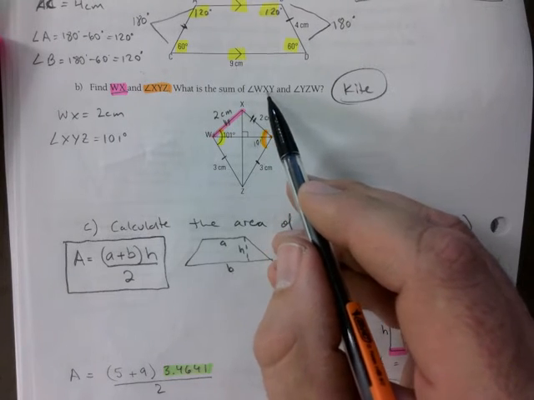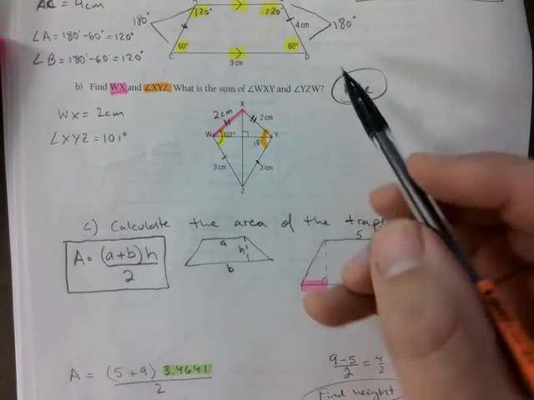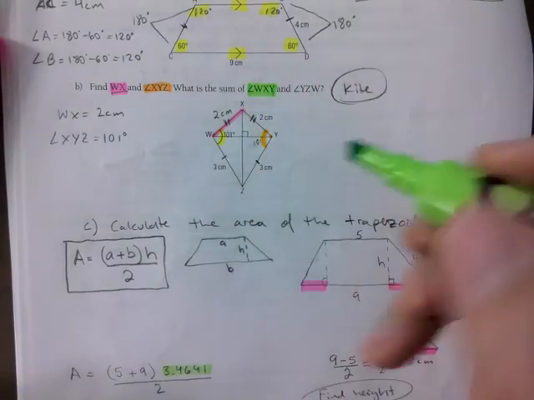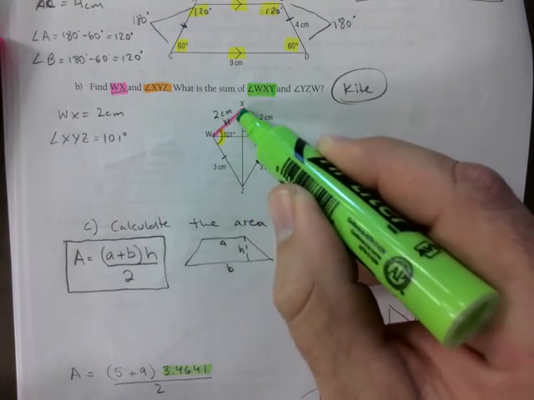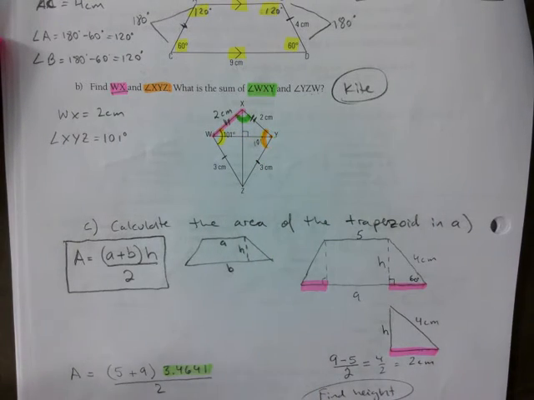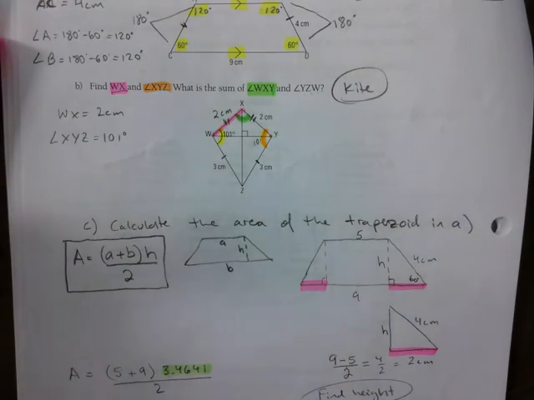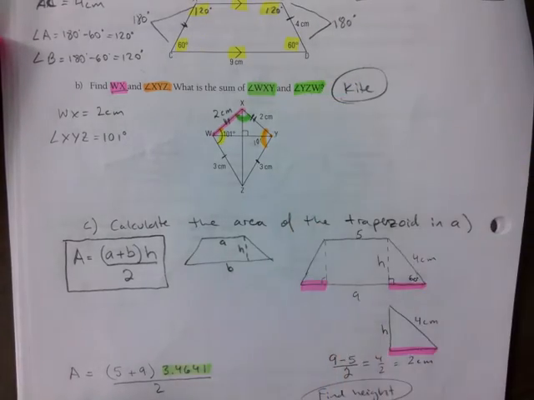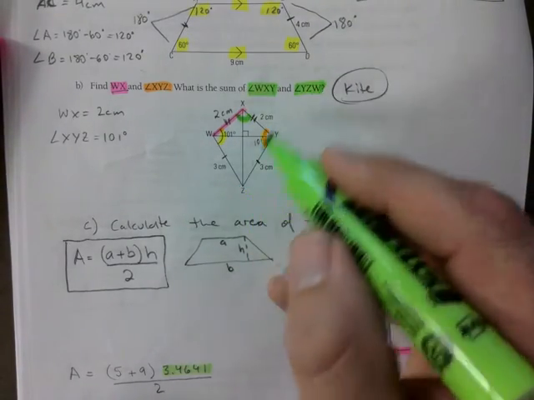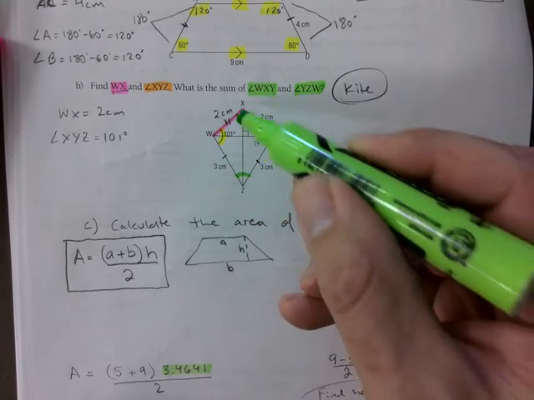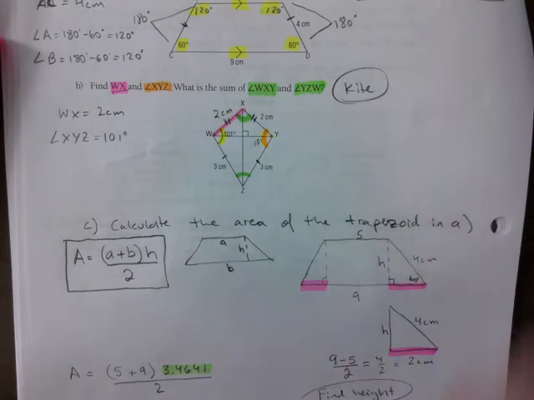What's the sum of WXY and YZW? Let's find them first. WXY. That's this angle right there. Okay? And YZW, I need to use a different color. I'm kind of out of options here. I'm going to do it green as well, because these two angles, YZW is here. They want the sum of those two.